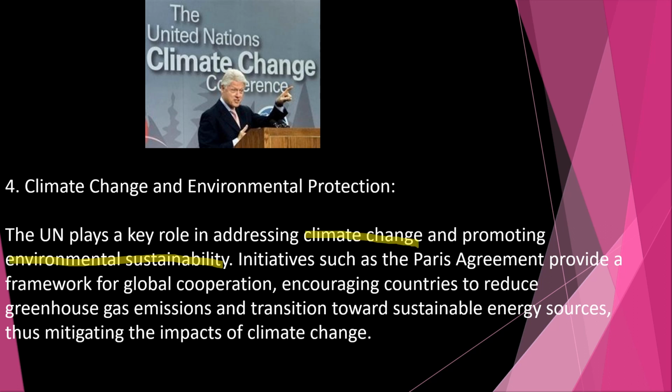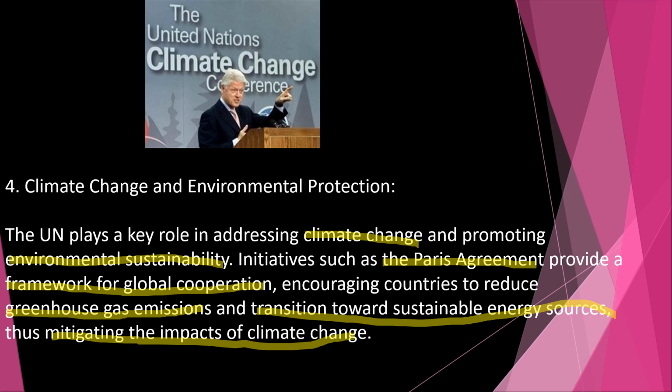Addressing climate change, again, it's true. And then initiatives such as the Paris Agreement, again important, provide a framework for global cooperation. Encouraging countries to reduce greenhouse gases is again very much appreciable. Yes, the UN has been doing it. And the transition towards sustainable energy resources, we cannot question this, because the UN has been doing it, and its efforts must be appreciated. Thus, in mitigating the impacts of climate change as well, the UN's role is definitely appreciable, dear friends. You can see, yes, that's true.